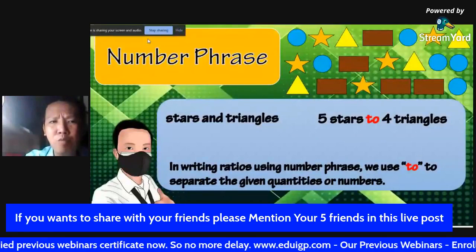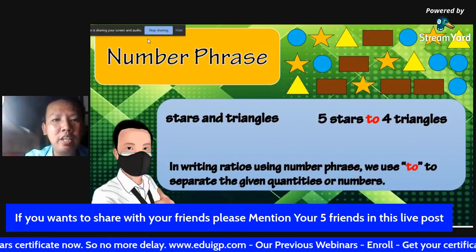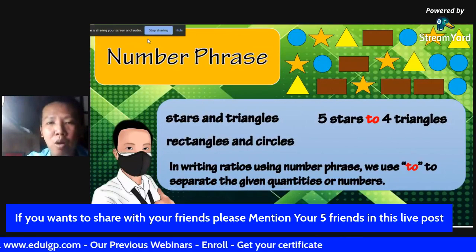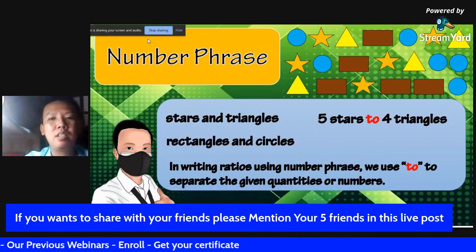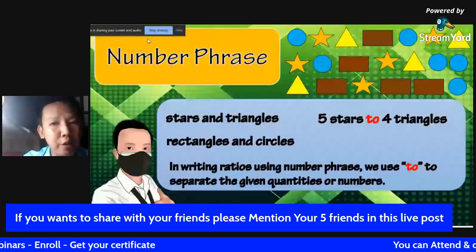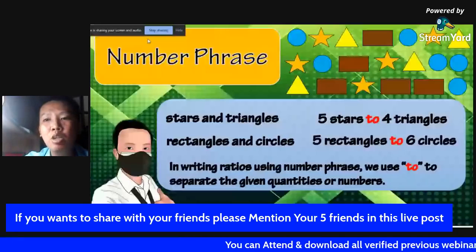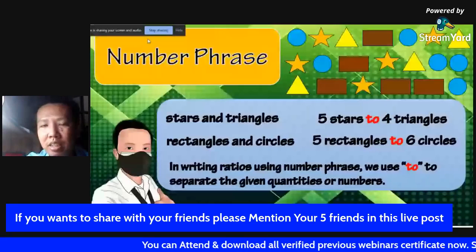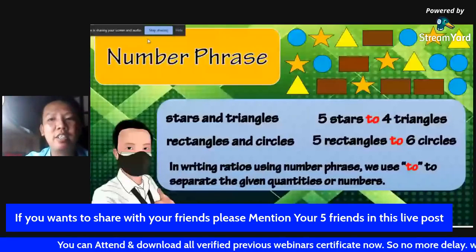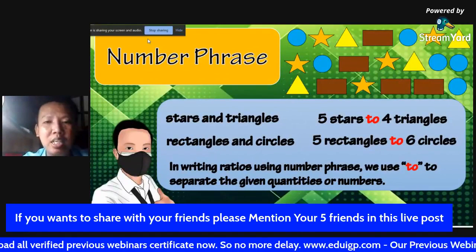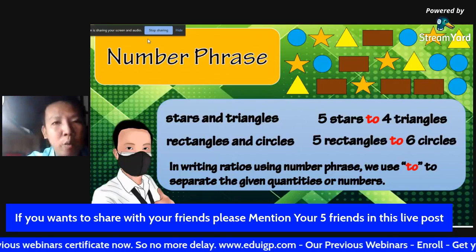Next, let's form a ratio using the number of rectangles and the number of circles. If your answer is 5 rectangles to 6 circles, you are correct. Now, which of the two given quantities represents the consequent or the second term?